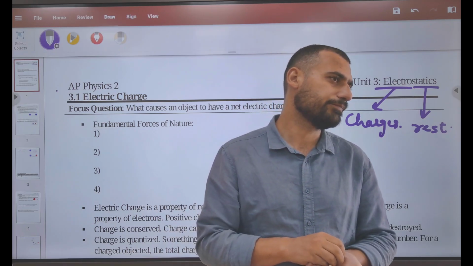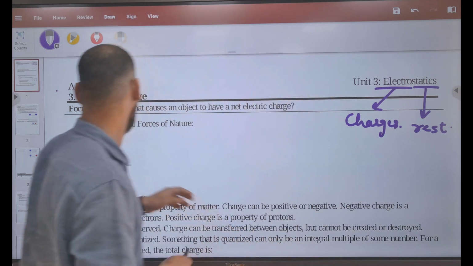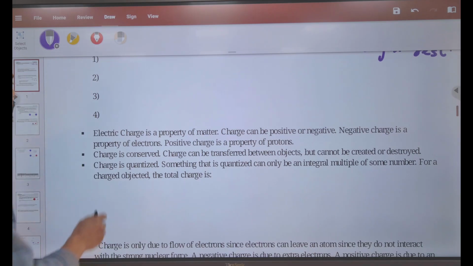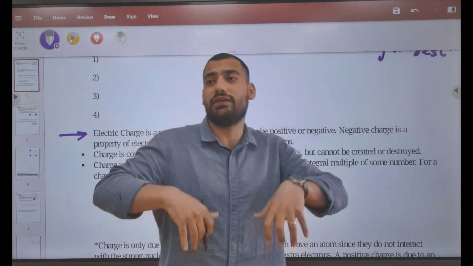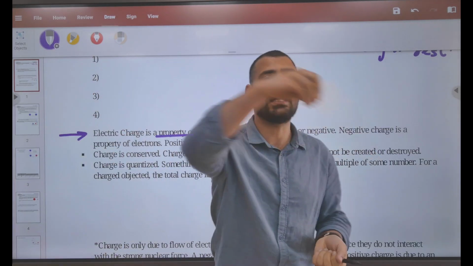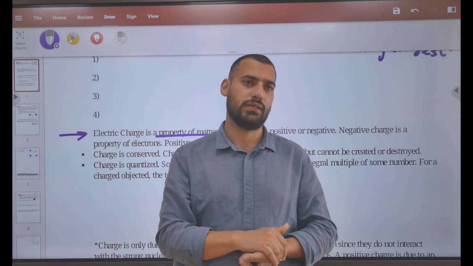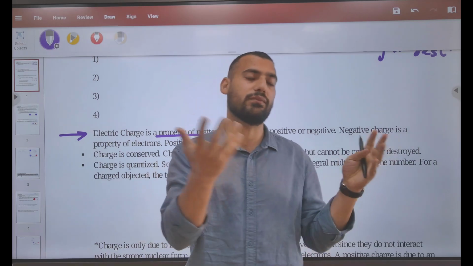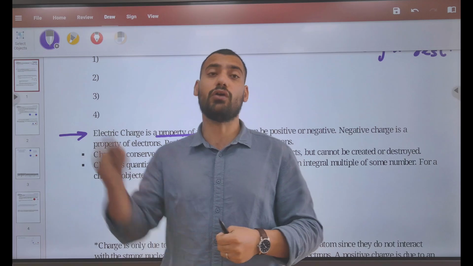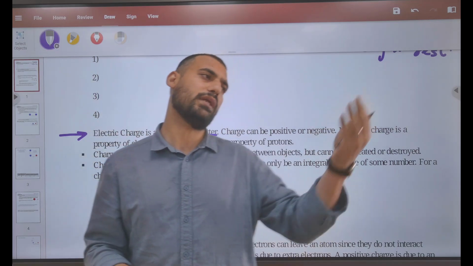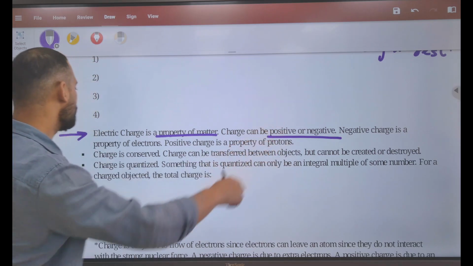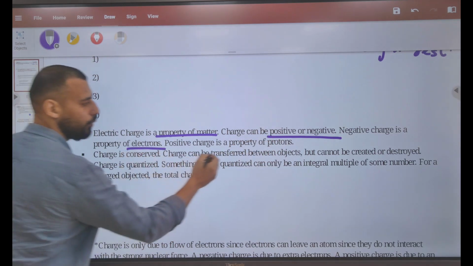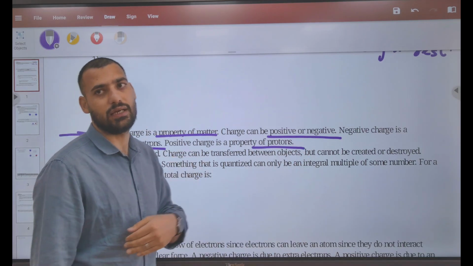Is that fine? Clear? So, the first important thing is, what is a charge? Electric charge is an intrinsic property which gets generated when the protons and the electrons are unequal in a body. Whenever they are unequal, we say that the body has something called charge. Now, this charge can be positive, it can be negative as well. Negative charge is the property of electrons, and the positive charge is the property of protons. You need to understand what is happening.